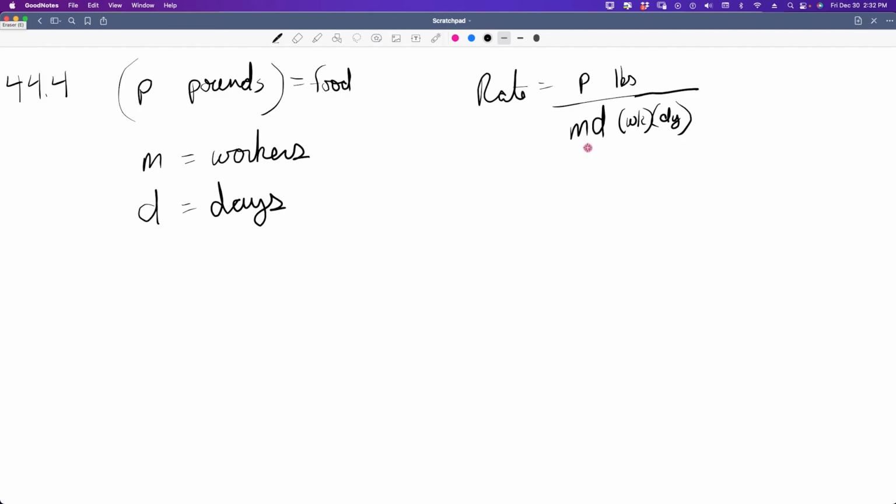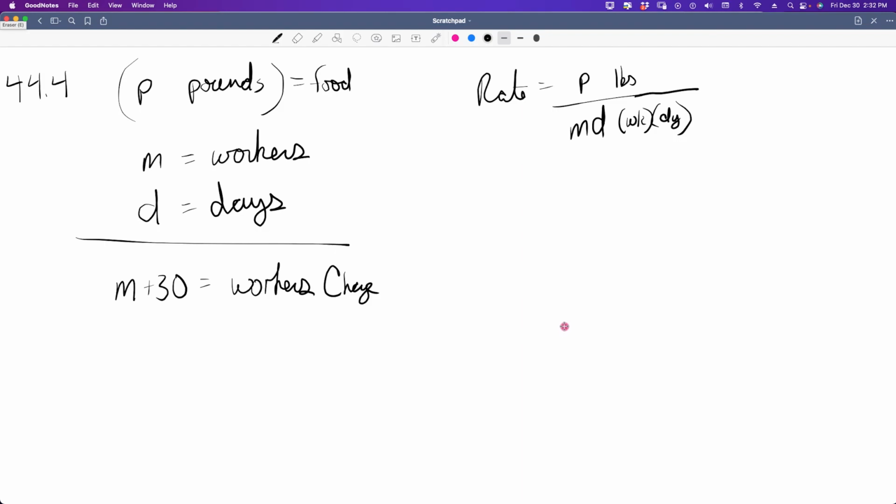Now there's a change. There's always a stinking change. So here's our change. 30 more workers show up. So now the new amount of workers is M plus 30. That's our new workers, or our worker change.